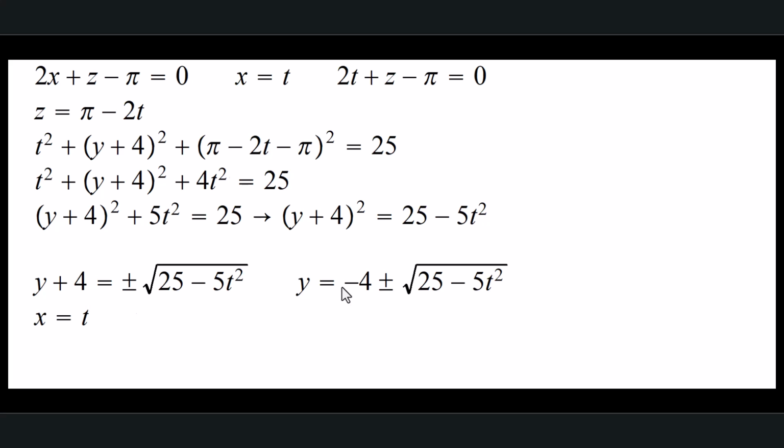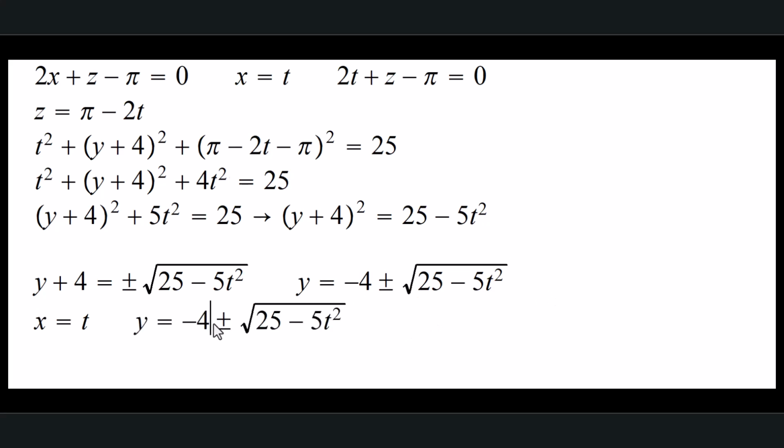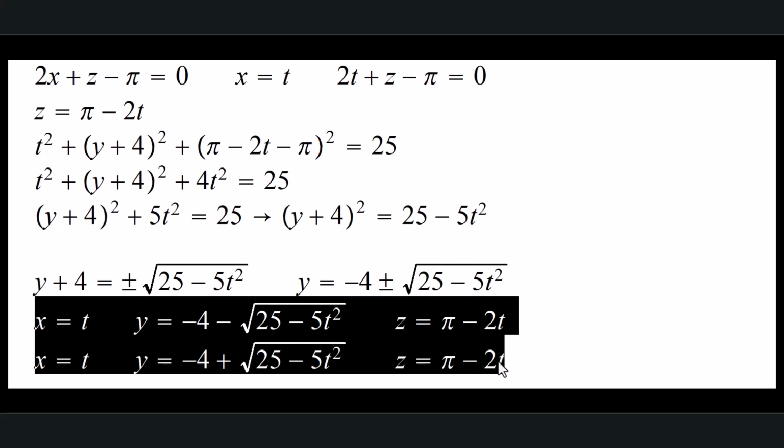We'll have x equals t, and one of the curves will be, let's take the minus sign here, and then z equals pi minus 2t, and the other half of the circle will be given by this, changing this negative sign to a positive sign. So let's go ahead and graph this plane, the osculating plane, and graph the circle, and then we will have the whole graph as desired.